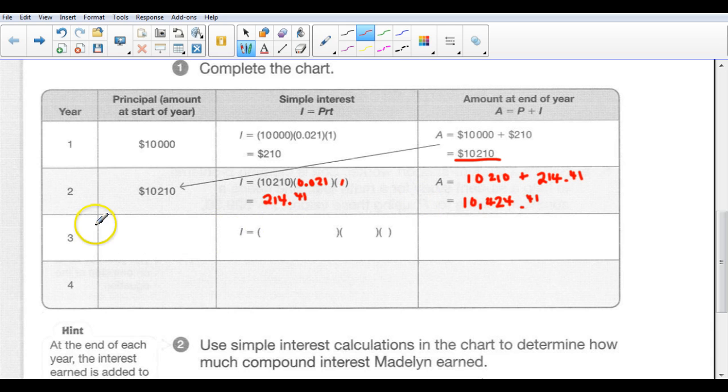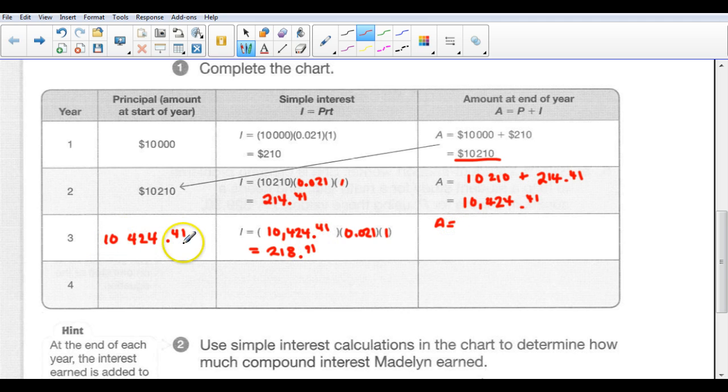So now at the beginning of year 3, she starts out with $10,424.41. She's going to invest that, so let's put that in there, $10,424.41. The interest rate is still the same, 0.021 or 2.1%, still for 1 year, and that means that the interest she's going to earn on that, just do the math on your calculator, is $218.91.